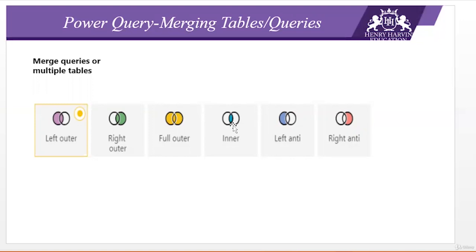So guys, you can see we can have multiple tables. We can have merge queries. We can do left outer, right outer, full outer, inner, and everything. Guys, let me tell you something. You can see these are the rounds which are connected, intersection is happening.